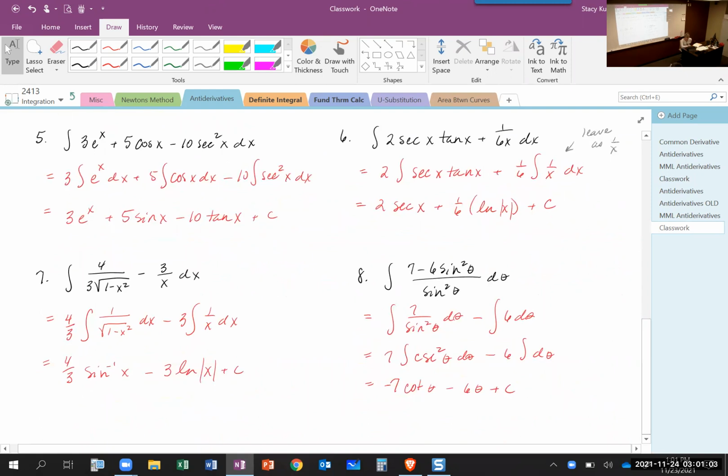Recognize on 6 and 7 that you had not only 1/x, which is the natural log, but you also had on 7 the inverse sine. Okay, inverse sine, so you need to know those. And then on question 8, you just had to simplify that using our trig identities.